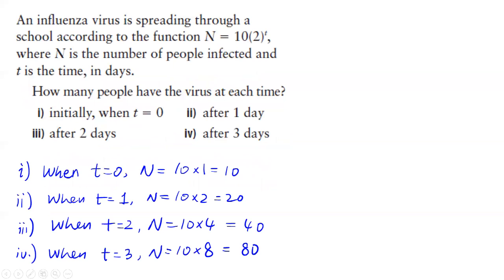So first of all, when t is 0, we can just put t as 0 in this equation and find that n is actually 10 times 1, which is 10. And when t is 1, n is 10 times 2, which is 20. And when t is 2, n is 10 times 4, which is 40. And when t is 3, n is 10 times 8, which is 80, right?